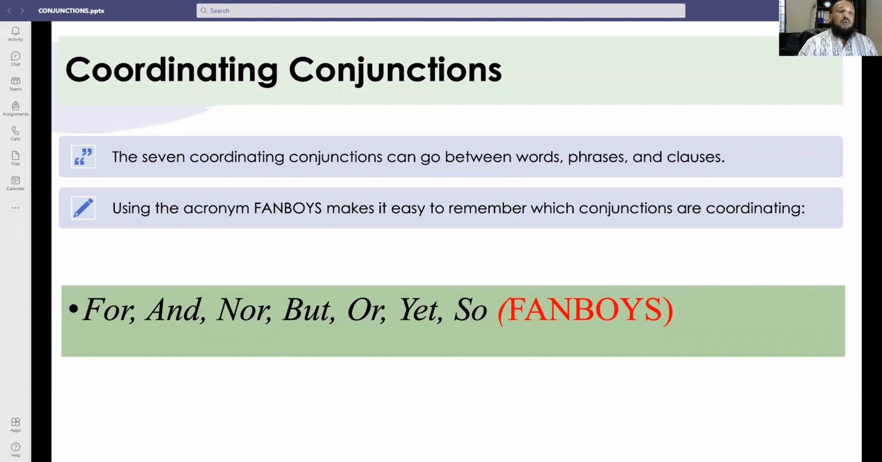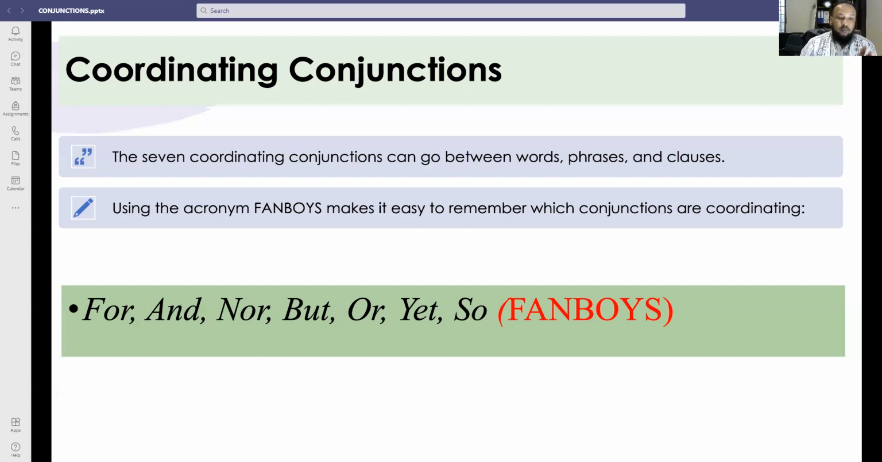The first one is coordinate conjunctions. There is a common formula for that. I would like you to memorize and remember it. उसको याद करने से formula that will come to about coordinate conjunctions. The seven coordinate conjunctions go between words, phrases, and clauses. Means coordinate conjunction का काम जहाँ पर phrases, words और clauses को combine करता है, link करता है. Using the acronym FANBOYS makes it easy to remember which conjunctions are coordinating.